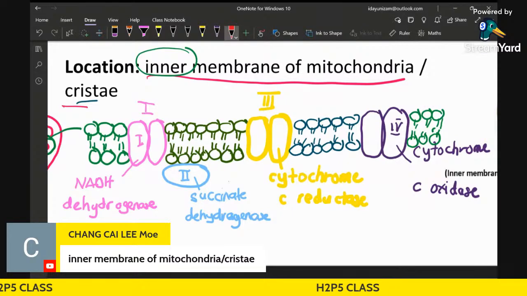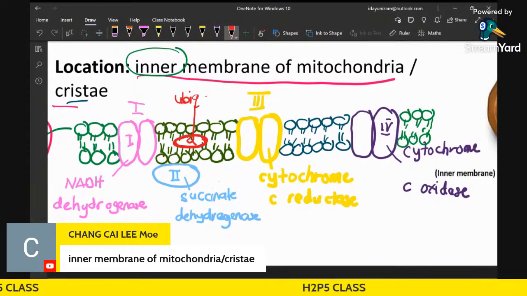So here, I use the red color. There will be a label here as Q, but the name is ubiquinone. This is ubiquinone, U-B-I, the spelling must be correct, class, because in the exam it is very important. Q-U-I-N-O-N-E, ubiquinone.